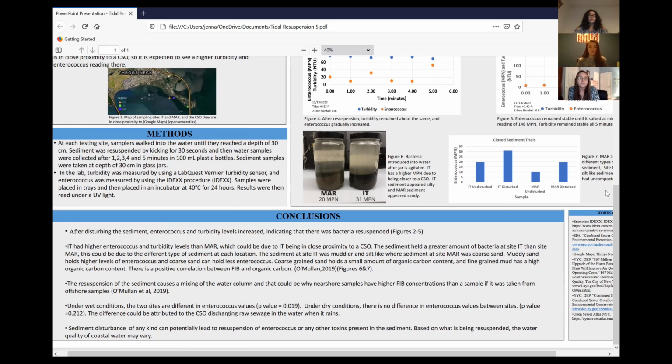Sediment disturbance of any kind can potentially lead to resuspension of Enterococcus or any other toxins present in the sediment. Based on what is being resuspended, the water quality of coastal water may vary.